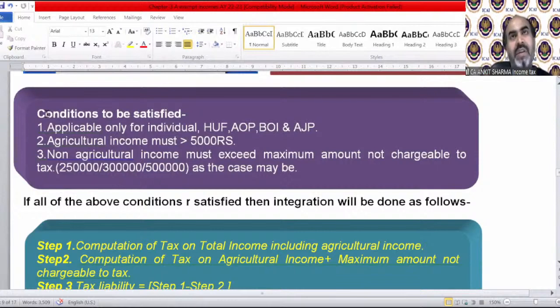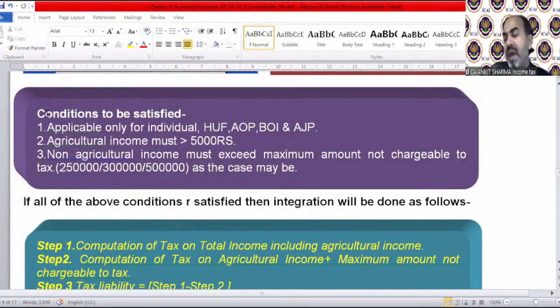We have understood how to calculate tax in our basic concepts: income of 2.5 lakh is exempt, in some cases 3 lakh, in some cases 5 lakh, and then the rates are 5, 20 and 30 percent, etc. But if this concept is applicable, then the calculation of tax will change. It will not be done as per the provision we discussed in chapter number 1. Rates will be the same, but a new process will be introduced.